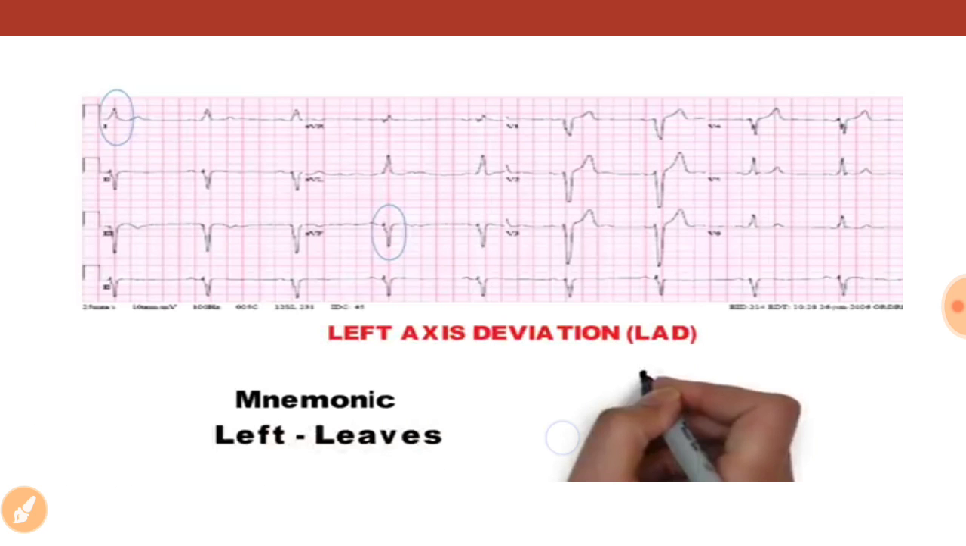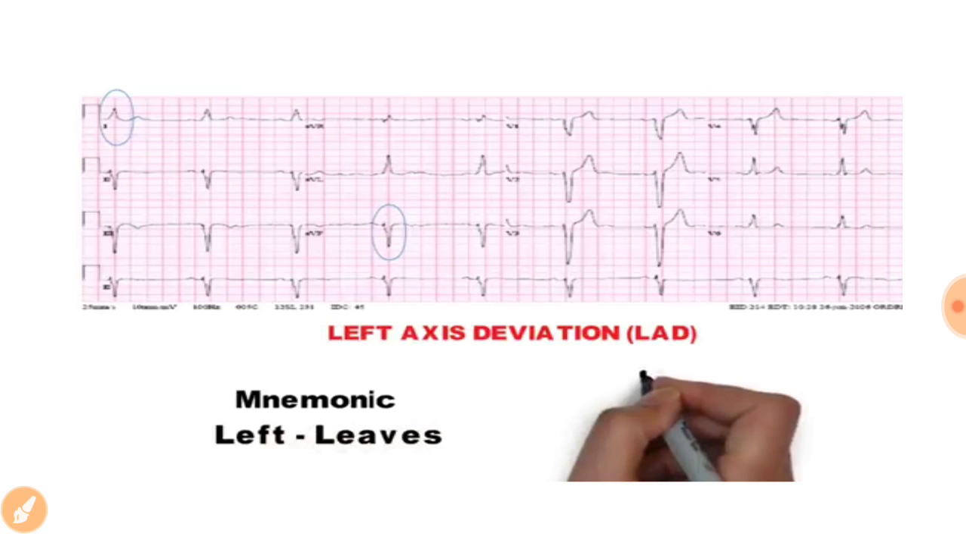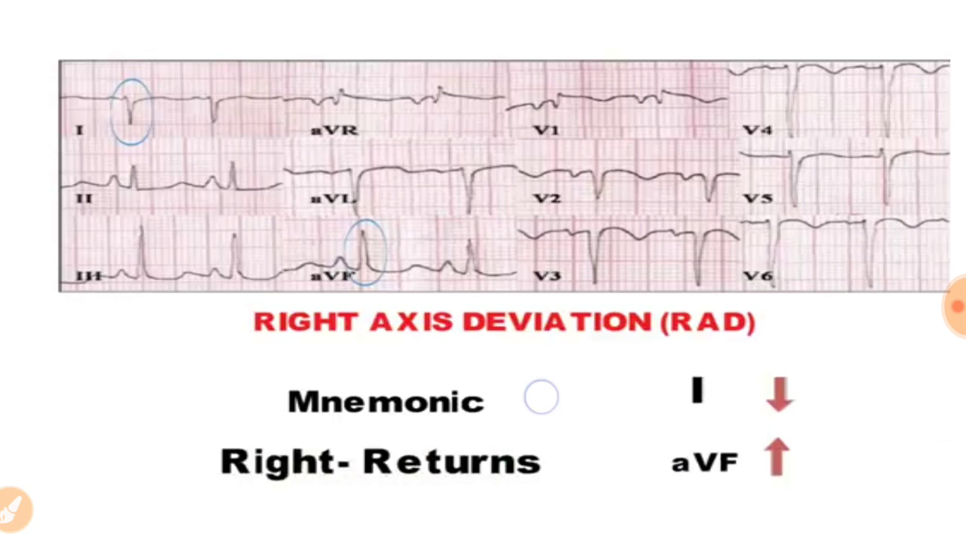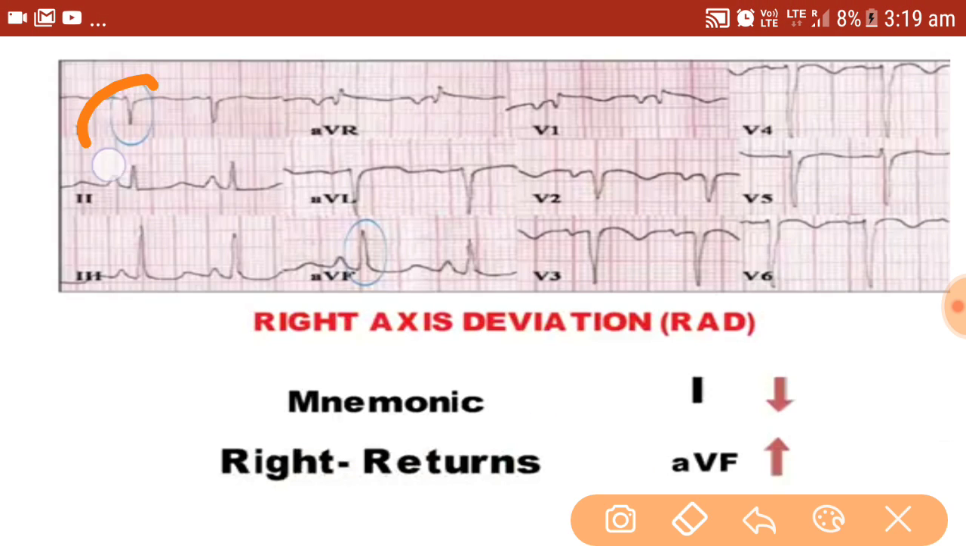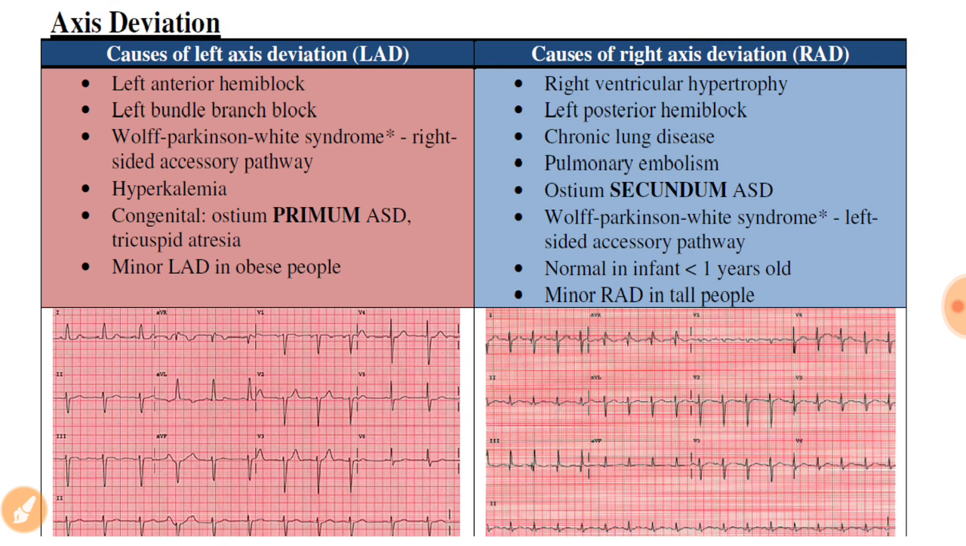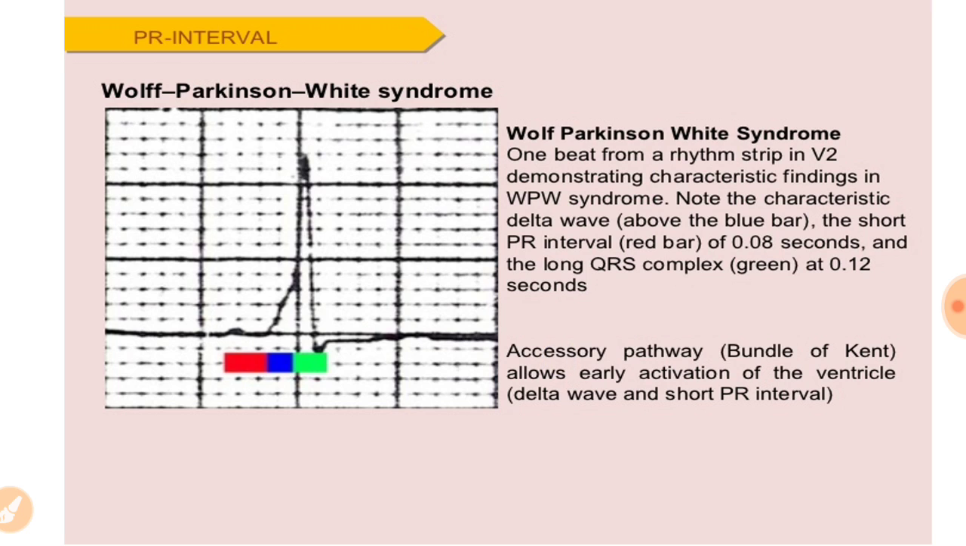Now axis is also over. This is something easy for you, like if you see both, in lead 1 and AVF, both are going opposite, that is it will be left axis deviation. Left leaves and right returns, so both are going towards each other, so this is right returns and left leaves. So just a simple mnemonic. The causes I'll post in my community section. From there you can see it for LAD and RAD.